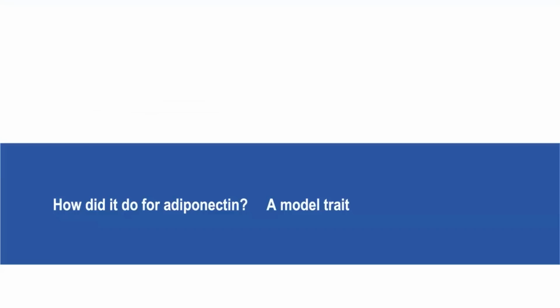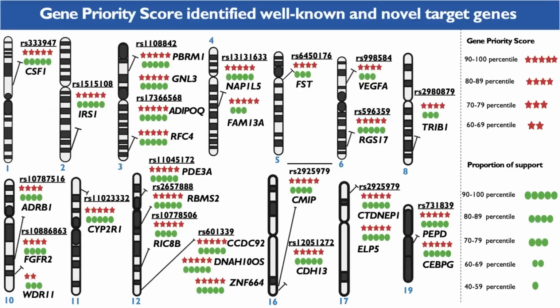So just for illustrative purposes, how did it do for adiponectin? It identified many well-known and novel target genes. I know this is a little busy, but this is each of the chromosomes that had a GWAS hit from our paper. For each, those are the RSIDs or the index variants, and underneath that, it lists the genes that this method prioritized as the potential effector gene for that variant.